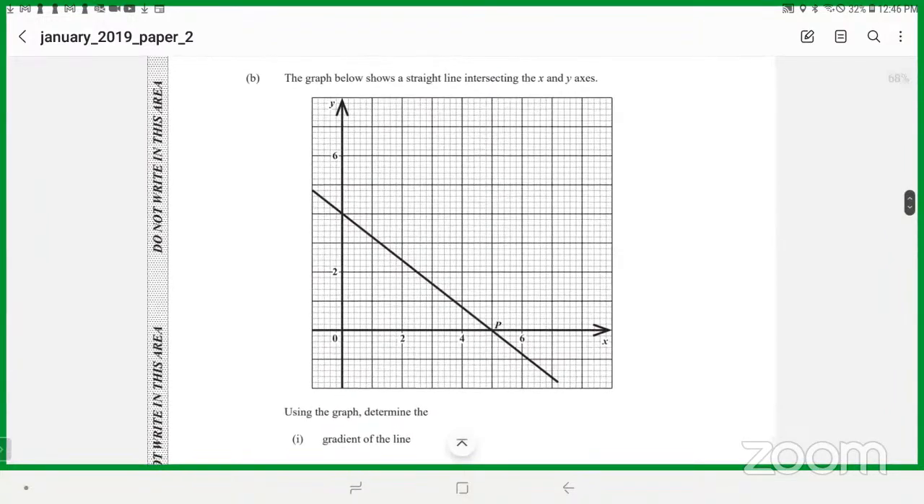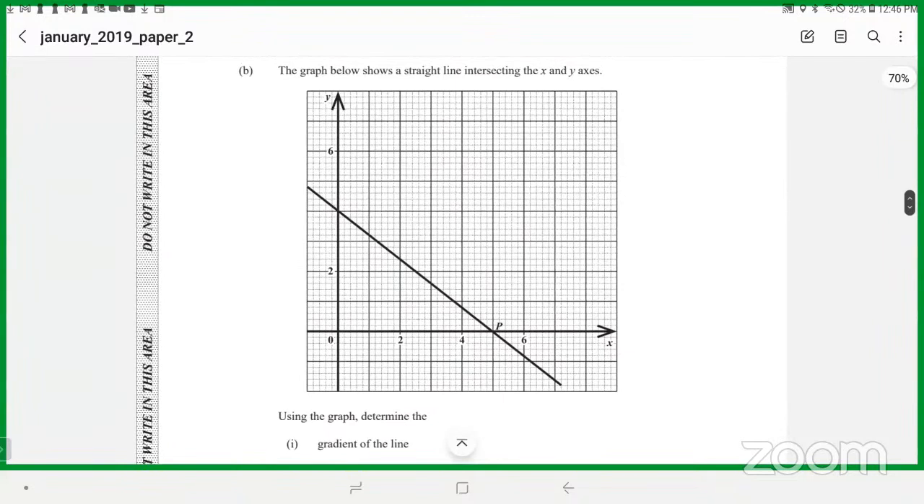This question says, the graph below shows a straight line intersecting the x and the y-axis.